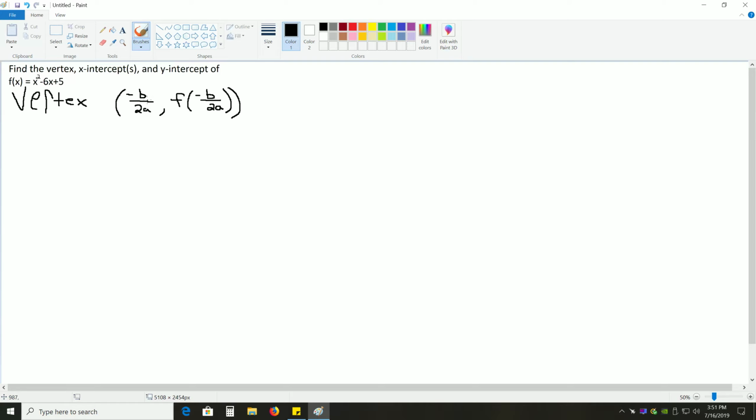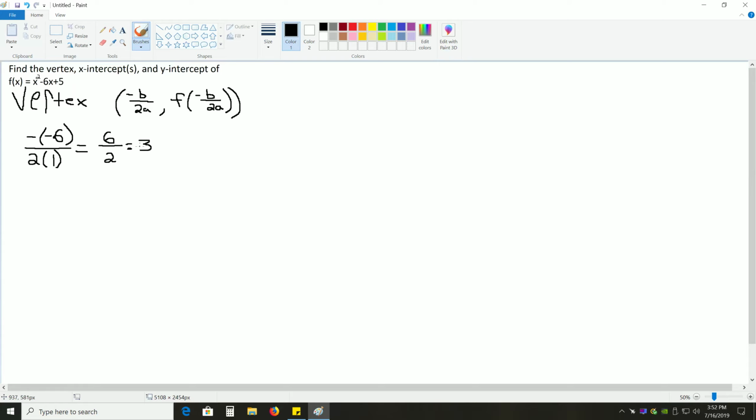Meaning the x value of the vertex will be what you get when you take the negative b value and divide it by 2 times the a value here. And then once you get that x value, you plug it back into your function to get the y value. So if we go through that, negative b over 2a means that we have negative 6 divided by 2 times a is 1, that's our value in front of x squared, which gives us positive 6 over 2, or 3.